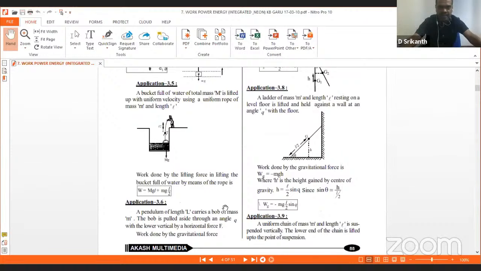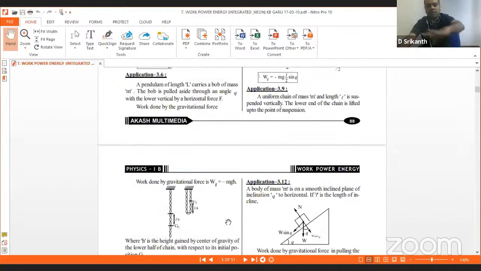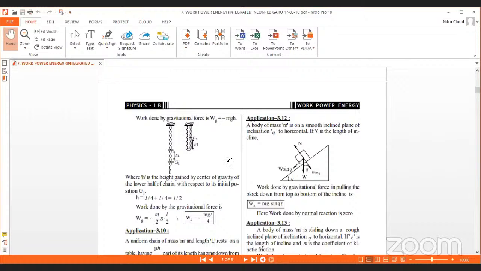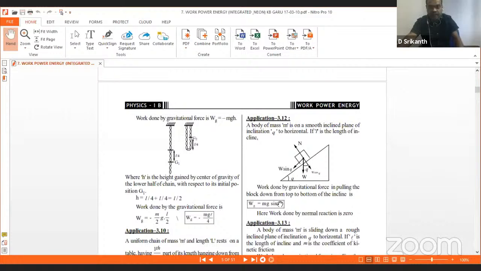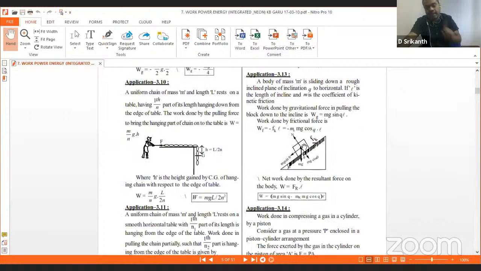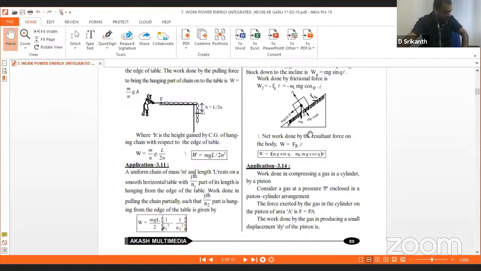In the MSET and BITSET, they are asking one question on these types of work. So all of you please write and understand thoroughly. If you didn't understand any application, please ask me. I will tell you.